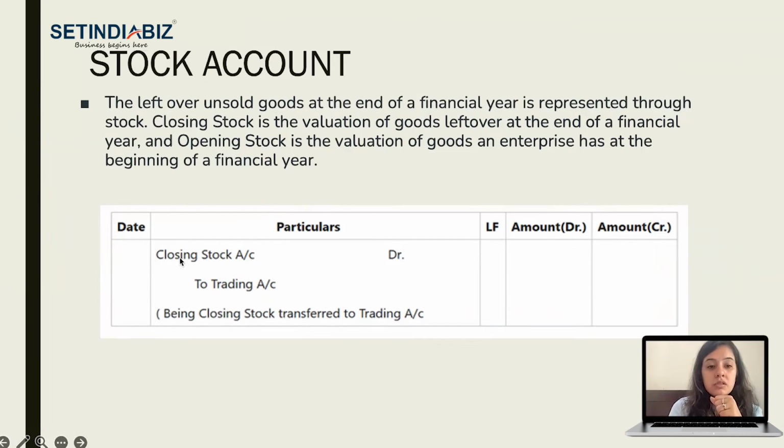Whenever we are valuing closing stock, it is like increasing the asset. So increase of asset means debit. So on 31st March 2025, closing stock account debited to trading account, being closing stock transferred to trading account.